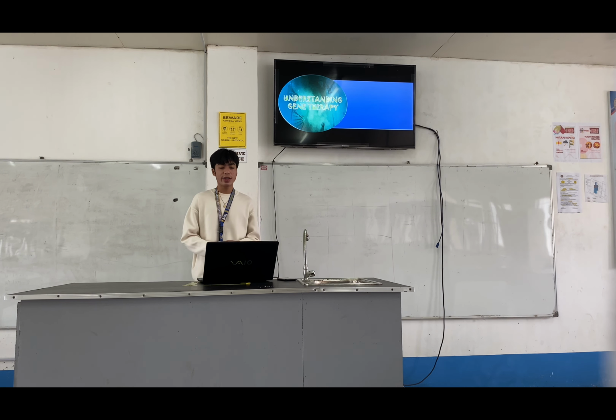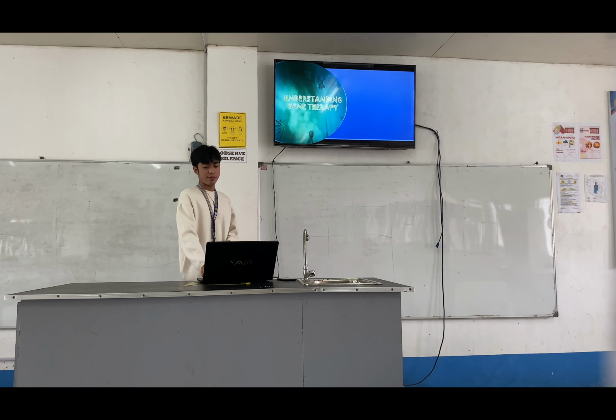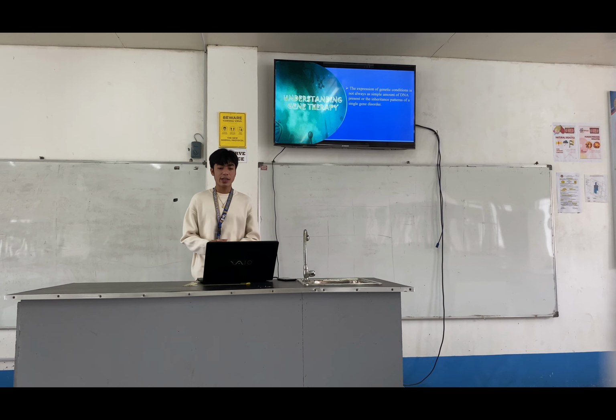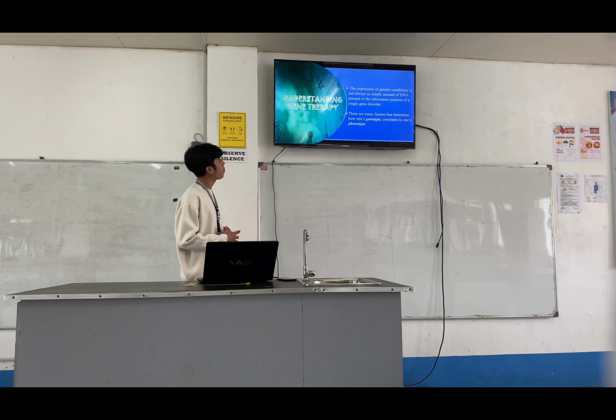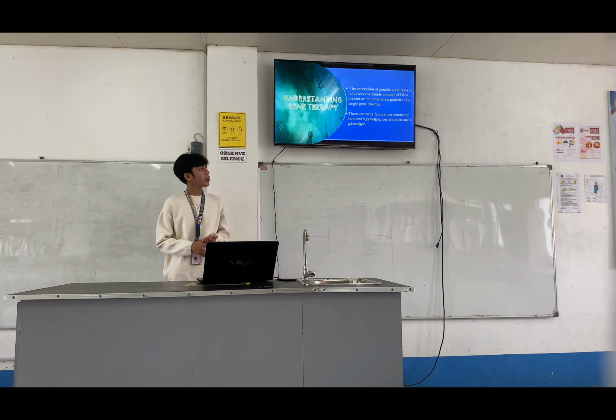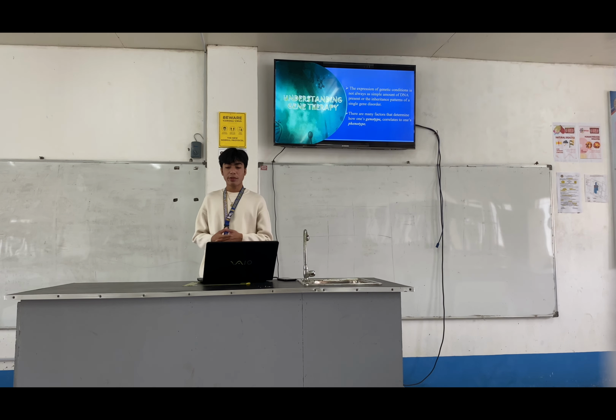Next is understanding gene therapy. The expression of a genetic condition is not always a simple amount of DNA present or the inheritance pattern of a single gene disorder. There are many factors that determine how one's genotype correlates to phenotype. Basically, gene therapy allows doctors to treat a disorder by altering a person's genetic makeup instead of using drugs or surgery. That's the basic explanation of understanding gene therapy.